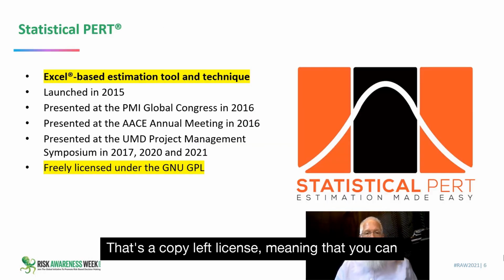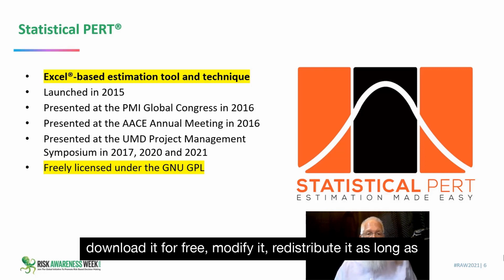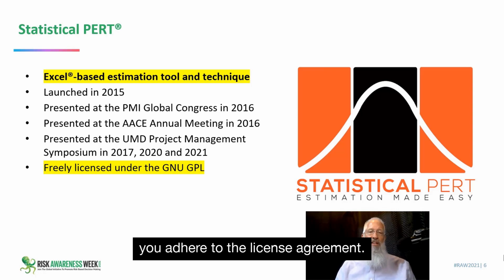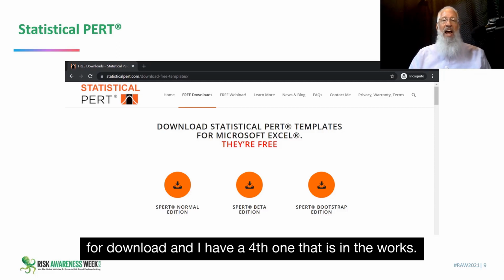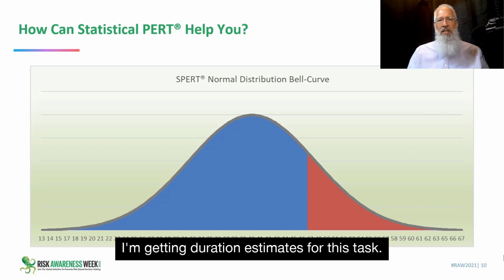That's a copyleft license, meaning that you can download it for free, modify it, redistribute it, as long as you adhere to the license agreement. Currently, there are 3 editions of Statistical PERT available for download, and I have a 4th one that is in the works.